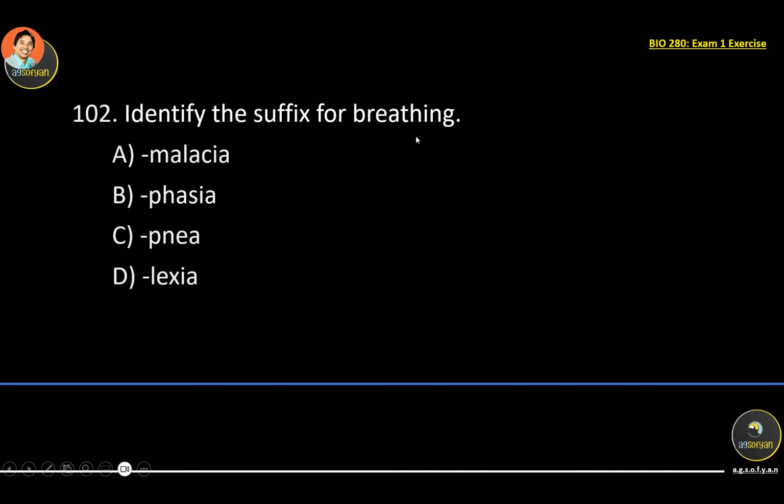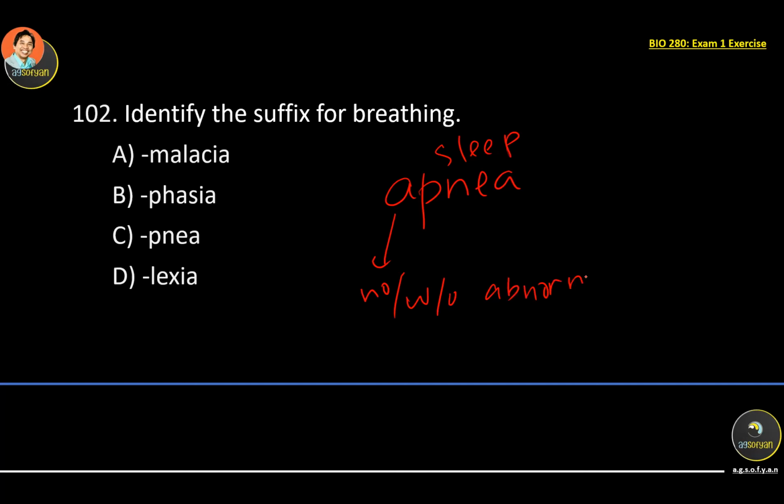The suffix for breathing. A, B, C, or D. Again, you might have heard of someone who has a problem with breathing, especially during sleeping. They have sleep apnea. What does apnea mean? Remember, a means no, or without, or abnormal, or difficult. So pnea means breathing. So apnea means difficult or abnormal breathing.